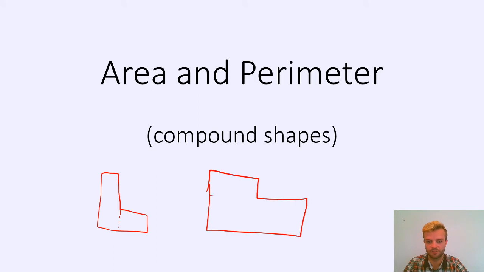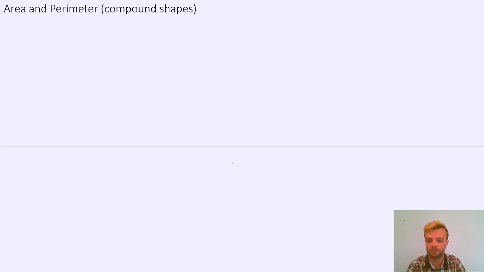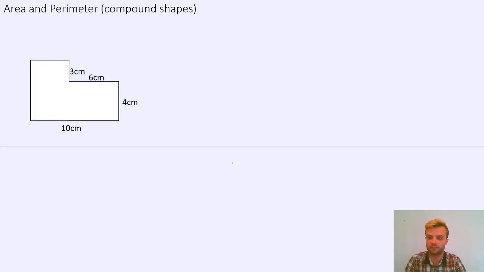We could cut the shape in multiple ways to turn it into two rectangles that we can deal with a bit more easily. And that's how we're going to tackle finding the area of these shapes. But let's talk about perimeter first, because perimeter is normally fairly straightforward. We just add up all the lengths around the outside. However, in this example, we don't have all the lengths around the outside, so we have to work some of them out before we can add them all together to get the perimeter.